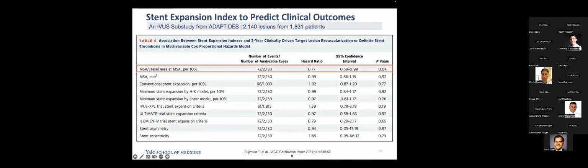The CRF group has published last year an interesting paper that looks at many expansion criteria. And they came up with this: MSA divided by the vessel area at the MSA. And this was the only predictor of events in the ADAPT-DS study. So they identified a cutoff. If you look at the MSA as compared to the vessel size at the MSA site, 38% or 39% is the cutoff that separates the ones that are going to evolve well from the ones that are going to have more events.